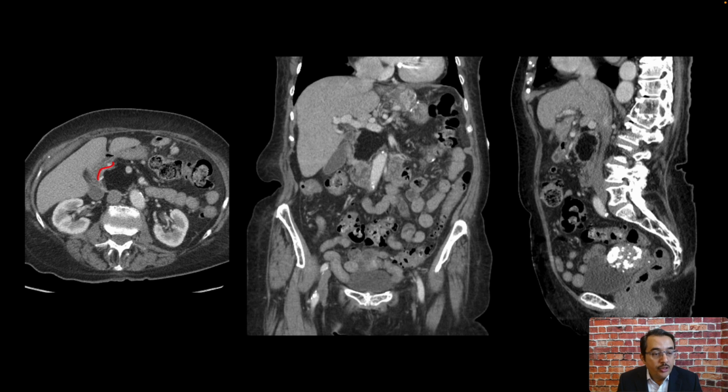The next patient's CT shows an incidental finding, a well-defined fat attenuation focus in the head of the pancreas. This finding is consistent with a pancreatic lipoma. These are rare, but once in a while we see pancreatic lipomas.